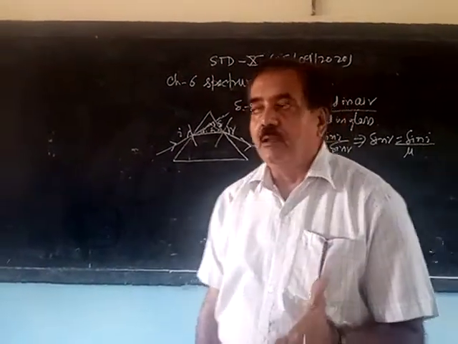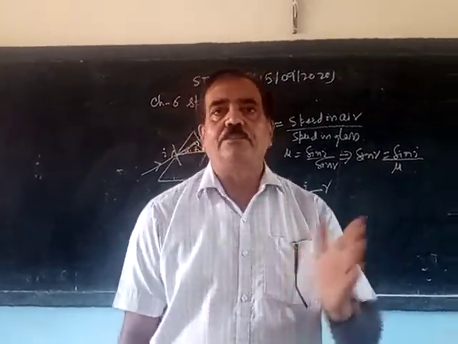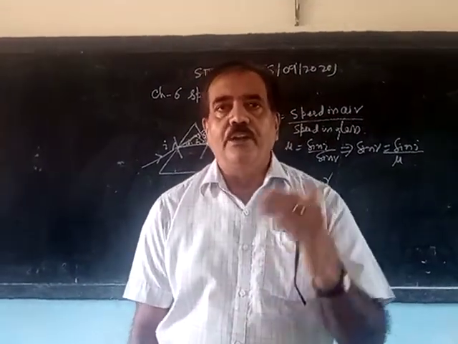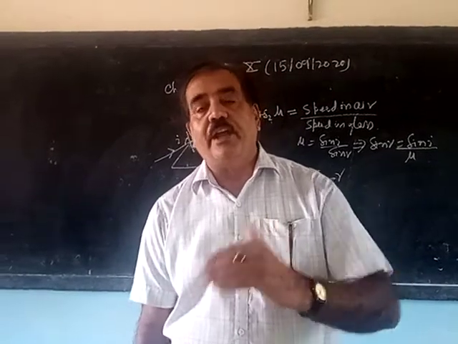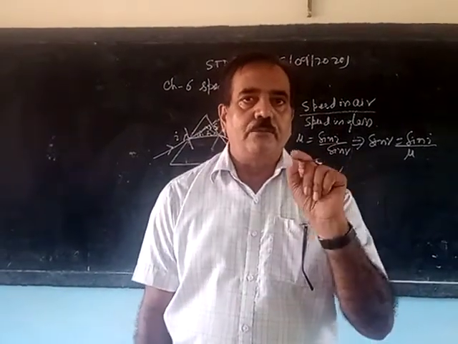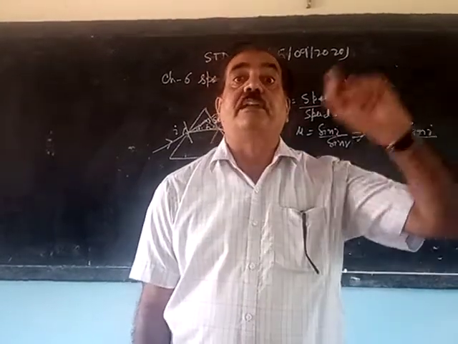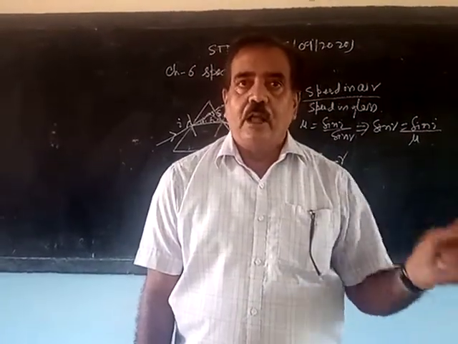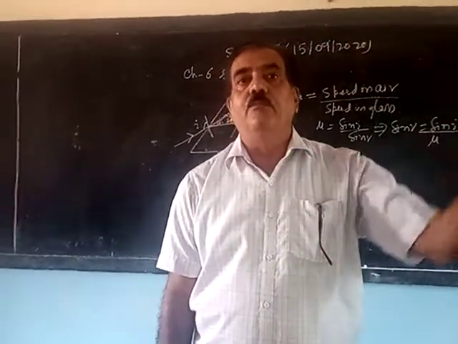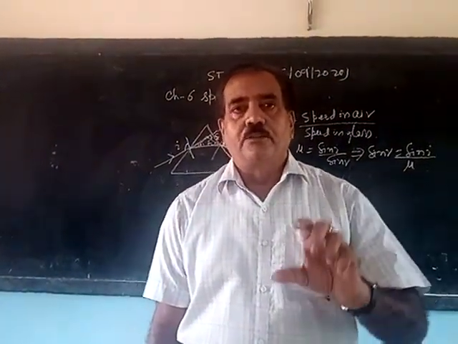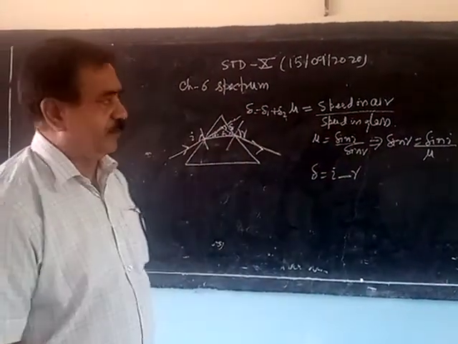And that's why, see, the violet color wavelength is 4000 angstrom and the red color wavelength is 8000 angstrom. So the wavelength of red light is 8000 angstrom, meaning its refractive index is less. And violet color 4000 angstrom, meaning its refractive index is more. Right? This is the thing you have to study.